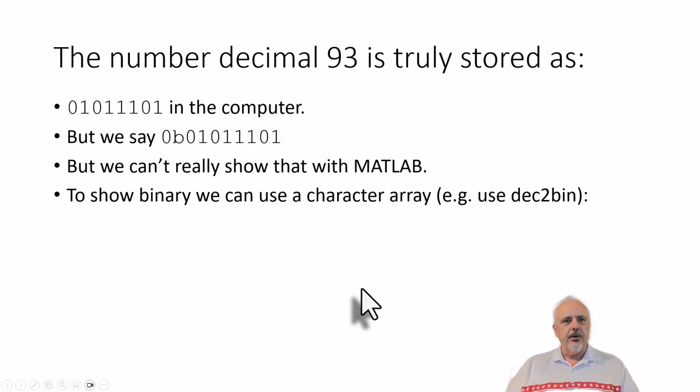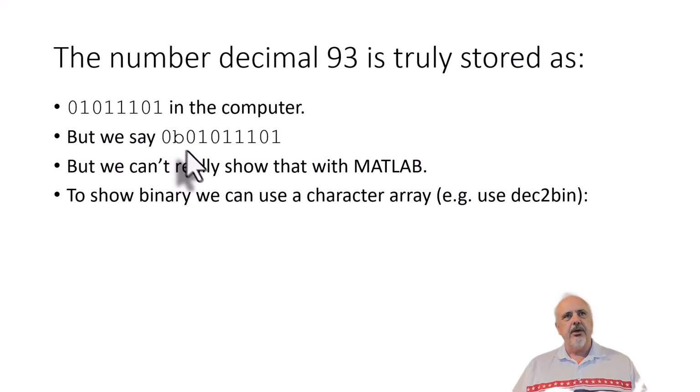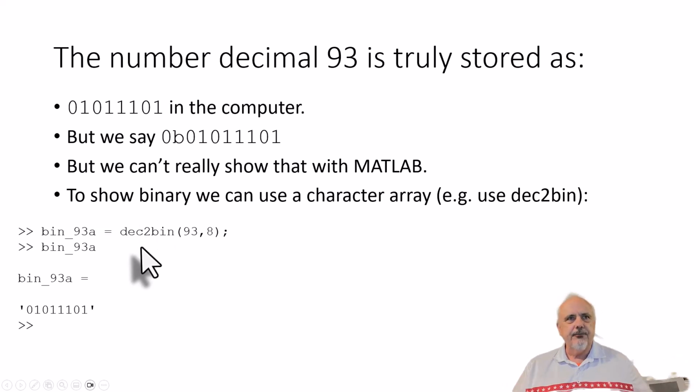Okay, so the number 93 decimal is shown, as I showed you, with this binary sequence of bits, and we add that 0B there in front to make sure everyone's clear. Yeah, that's a binary number. We really can't show binary numbers at the command prompt of MATLAB. So what we do is we use a character array, and there's a function in MATLAB called dec2bin, and I'm putting in my 93 right there, and I'm telling it I want 8 bits, and I just called it a variable there. So it gives me that sequence of bits that we've been talking about.